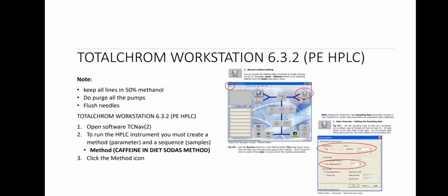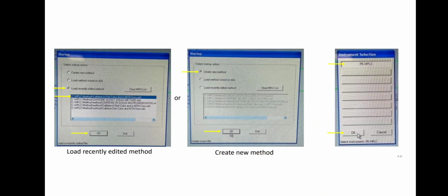Here we'll focus on creating a method that instructs the software on controlling the instrument and setting up the necessary parameters for our samples. Keep all lines in 50% methanol, purge all pumps, and flush the needles. To run the HPLC instrument, you must create a method parameter and a sequence for the samples. Click the method icon to get started. Select New Method, then click Instrument Selection and choose PEHPLC. Then click OK to proceed.